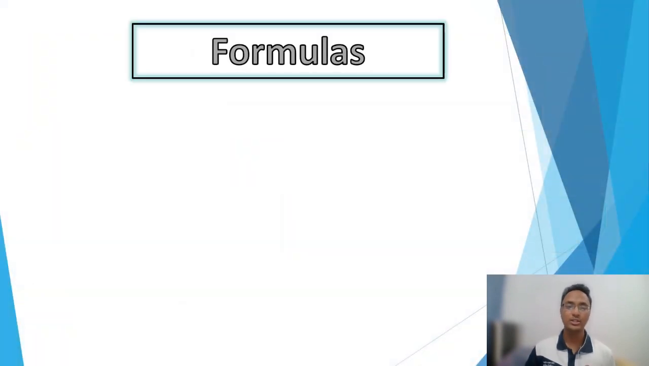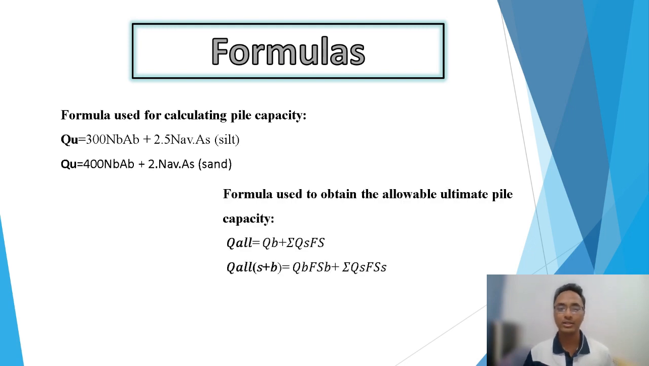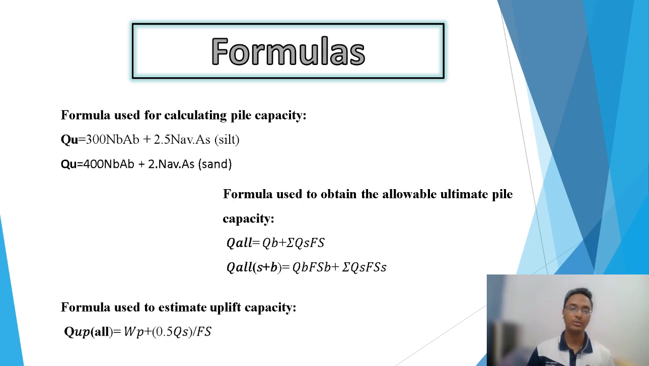The formulas. Let's look at the formulas that we used. For calculating pile capacity, we use separate formulas for silt and sand layers. The formula that we use for the allowable ultimate pile capacity is this one, and the formula that we use for uplift capacity is this one.